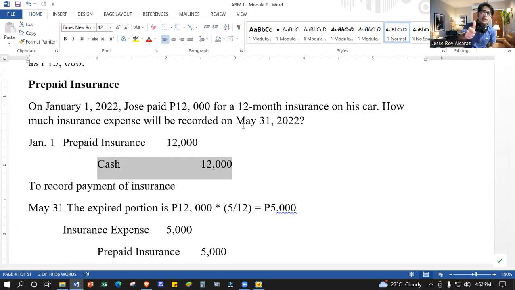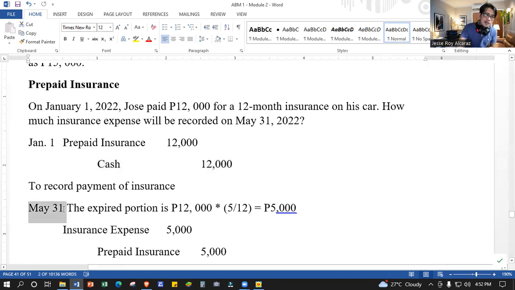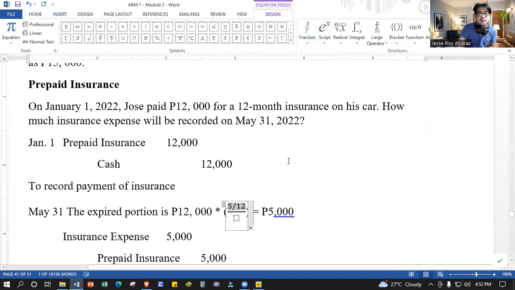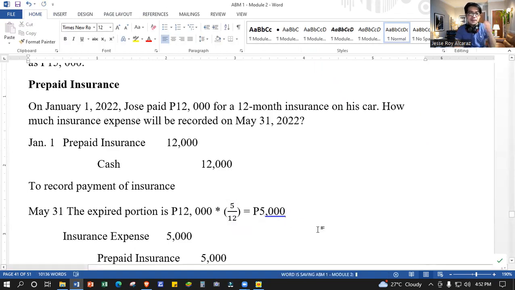Do we include January? The answer is yes because it's January 1. So January, February, March, April, May. Do we include May? Yes, kasi it's on May 31. So therefore, 5/12, okay? 5/12, insert tayo ng equation para hindi masyadong sagwa. Okay. So, the expired portion is 12,000 multiplied by 5 months na nagamit over 12, which is 5,000.